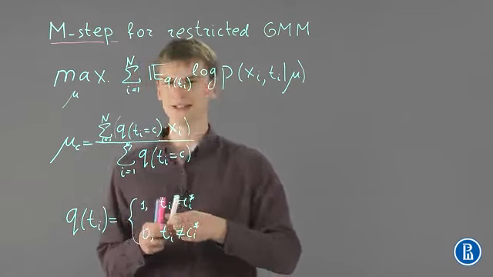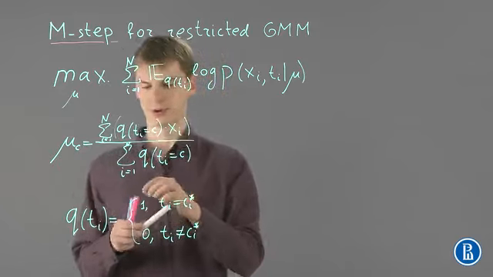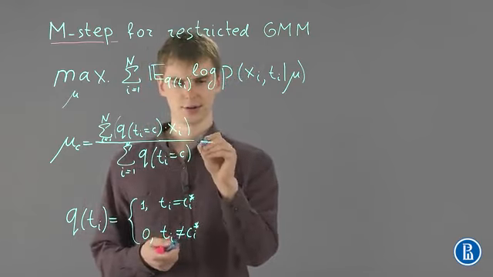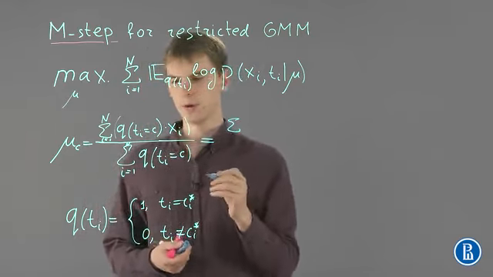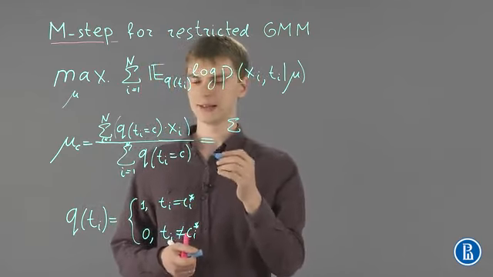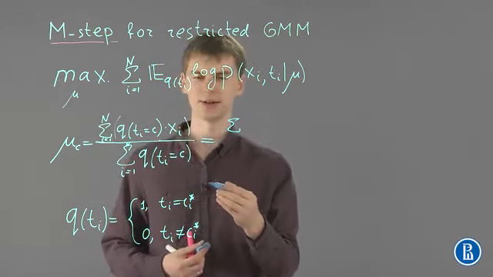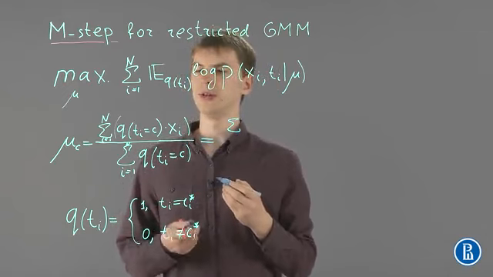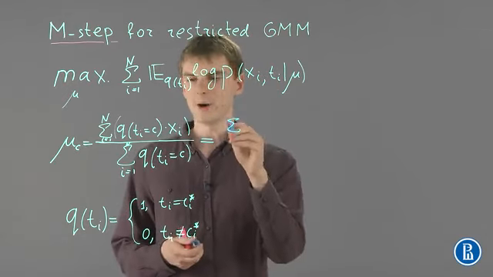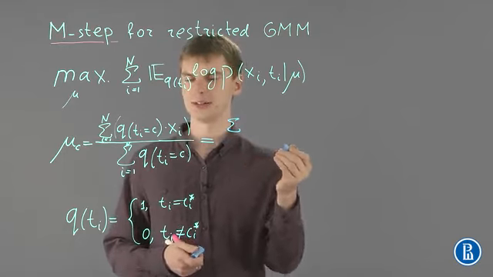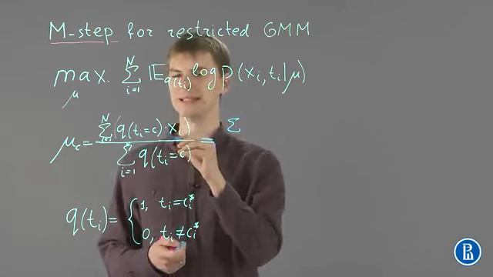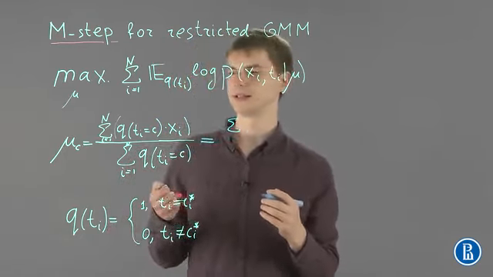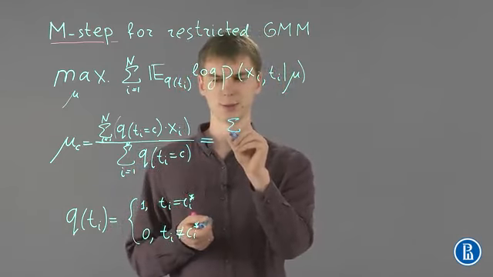So we can continue this expression and simplify it by using this definition of Q of Ti in this particular case. So this thing will be just, again, a sum with respect to all the objects, but all the objects that don't have Ti equals to Ci star equal to C will not contribute to this sum, right? So any object which didn't come from the Gaussian number C will have the weight Q being 0, both in the numerator and denominator, and so it will not contribute to this sum. And thus we can write it down like this.